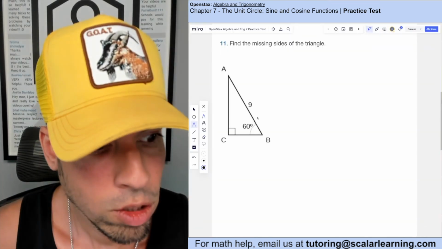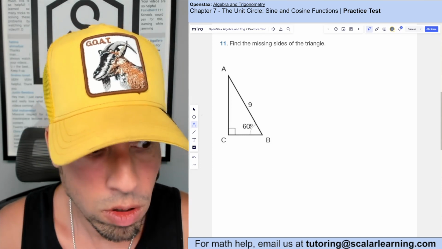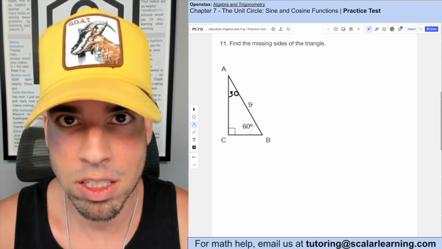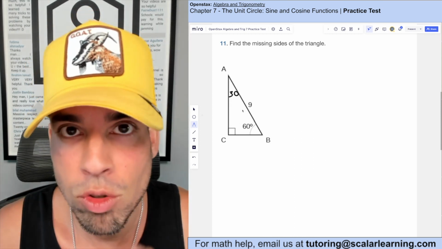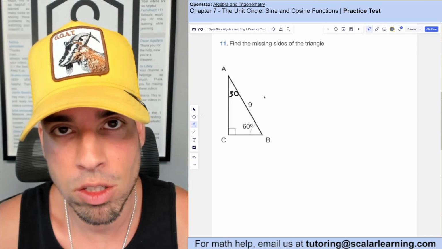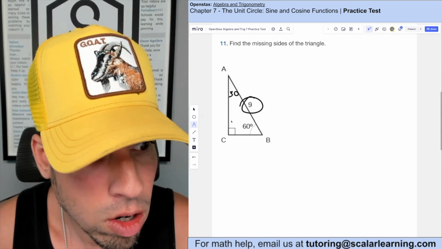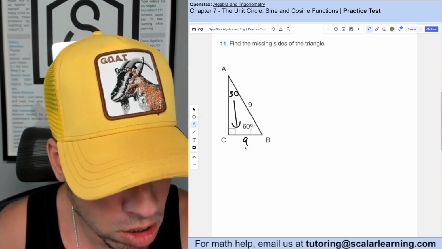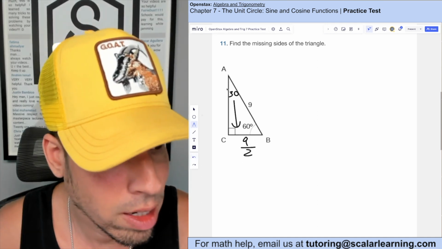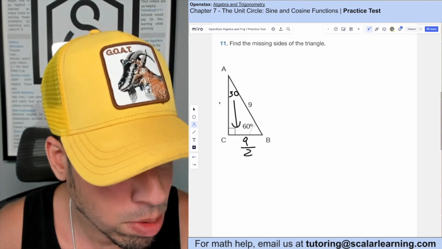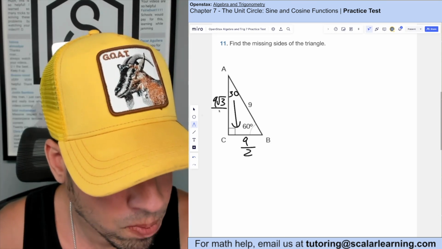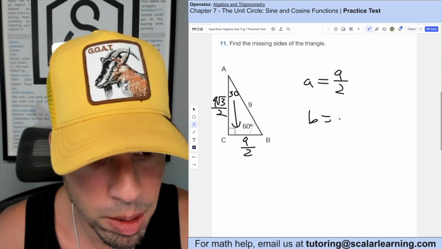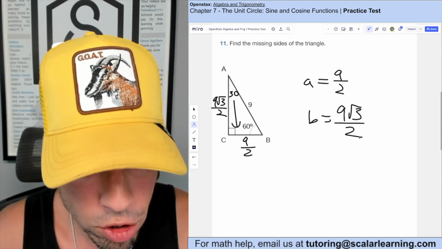Boom, done. So for this one, it says find the missing sides of the triangle. Now notice this is 60 degrees, this is 90, which means this up here is 30. So guess what? It's a special right triangle. Now, I could use trigonometry to solve this, but we don't need to, because with a special right triangle, if I know that the hypotenuse is 9, the little leg opposite 30 is half of that, which is 9 over 2. And then if I know the little leg, I can get the medium leg by taking that and multiplying by rad 3. So it'd be 9 rad 3 over 2. So that means A is 9 halves, and this is B because it's opposite angle B. B is 9 rad 3 over 2. That's how you do it.